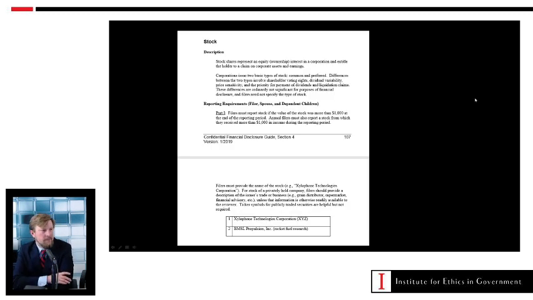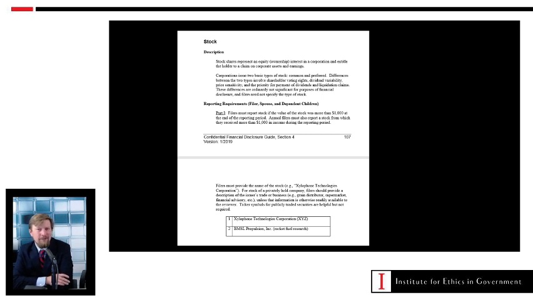So if we look to part 3 of the guide, we have a description of stock and the reporting requirements. Basically, if there's a value of more than $1,000 during the reporting period for annual filers, or at the end of the reporting period for our new entrant filers, you have to report the stock. And what we need is the name of the company such that we can look it up and figure out what it is they do.